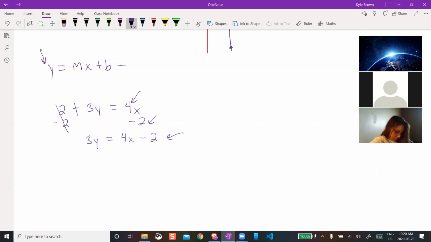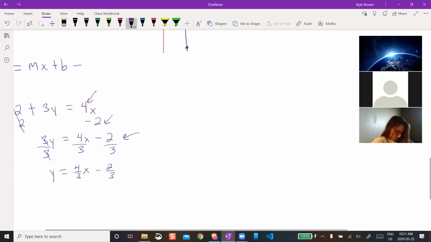Now, I've got to get y on its own. So that 3 is the next one that's got to go. So I'm going to divide by 3. So divide by 3, those cancel. And now when I divide this side by 3, I've got to divide everything by 3, right? It's all of it divided by 3. And then that's pretty much it. That is the equation of my line. So y is equal to 4/3x, which is the same as 4x/3, right? Remember, that doesn't matter, minus 2/3.